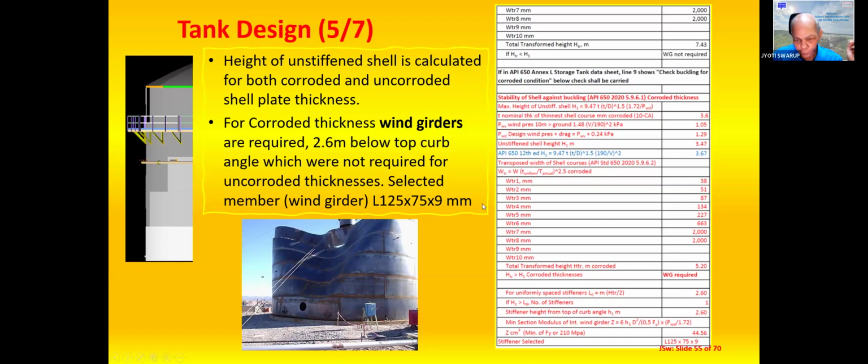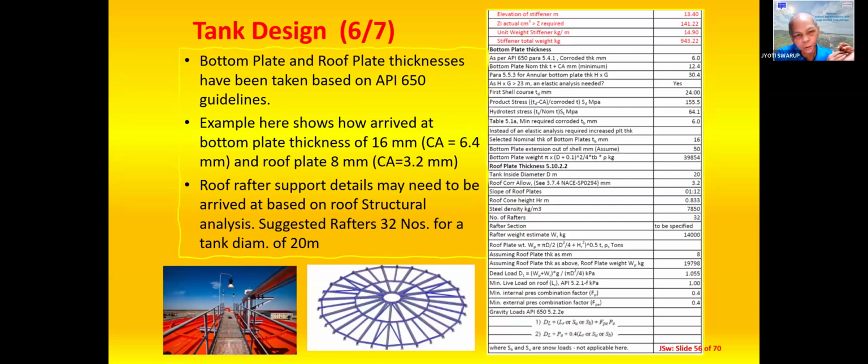All these calculations are given here in this calculation field. So bottom plate and roof plate thickness is again taken based on API 650 guidelines. Example here shows how we arrived at a bottom plate thickness of 15 millimeters with a corner of 6 millimeters and a roof plate of 8 millimeters. Roof rafter support details may need to be arrived at based on roof structural analysis. We use STAAD.Pro or ANSYS software for this.